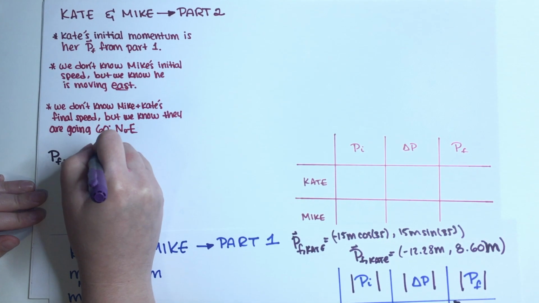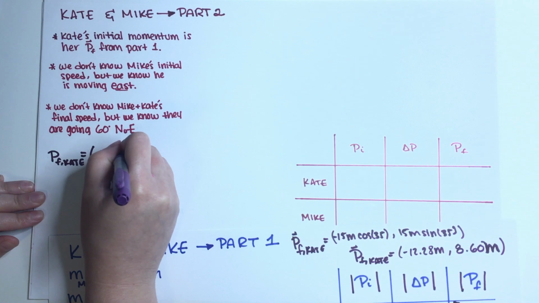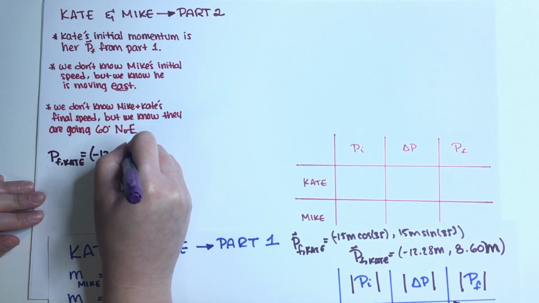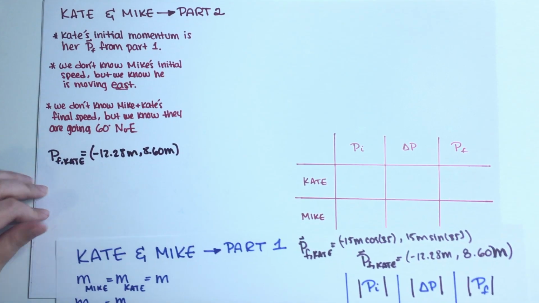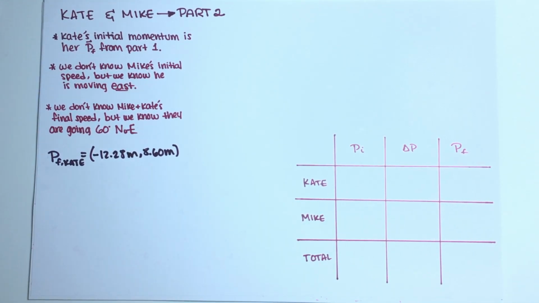So she is a negative 12.28 m and then 8.60 m. Okay, that is the only information that I need. Moving on to the next problem.